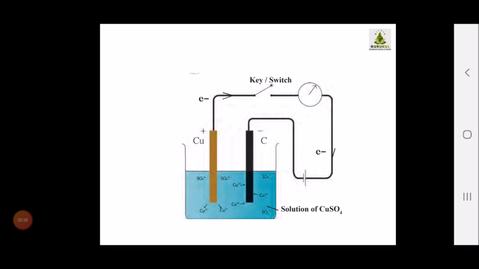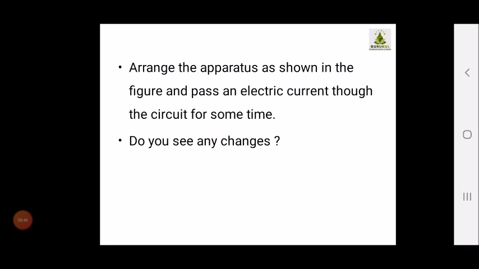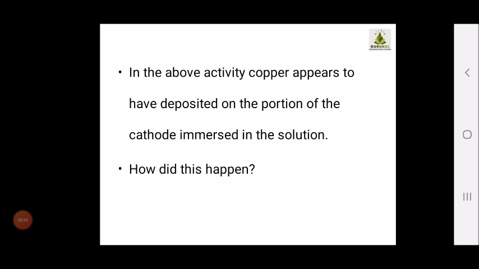As I go towards the explanation part, kindly refer to this diagram so you will be able to understand the concept of electrolysis very properly. Arrange the apparatus as shown in the figure and pass an electric current through the circuit for some time. Do you see any changes?